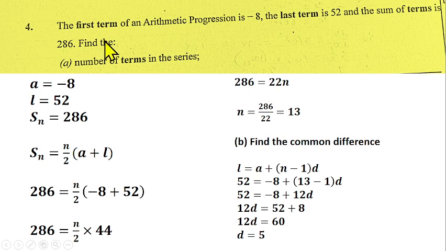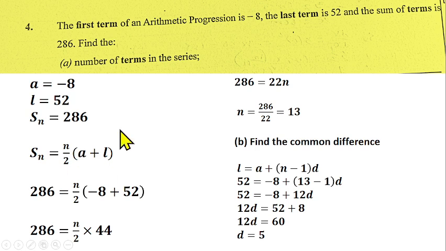Like I said, we are given the first term. The first term of an arithmetic progression is a, which is equal to minus 8 here. And the last term is 52, so we can say l, which is representing the last term, is equal to 52. And the sum of the terms is 286, so we have Sn equals 286. So we have to find the number of terms, which is the value of n here. So you are looking for n as the number of terms.